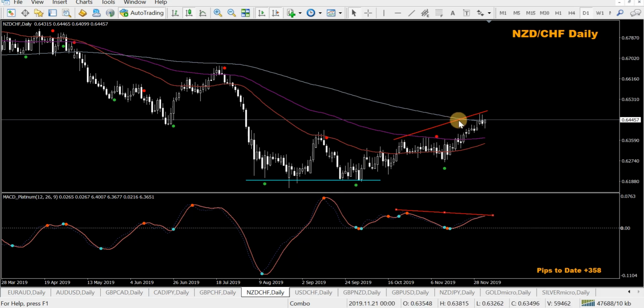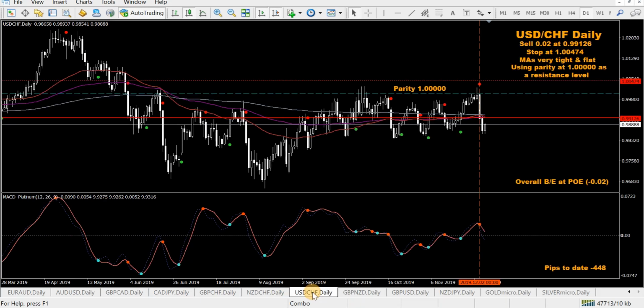Potential setting up for regular bearish divergence. Made a few pips on this one. You can see, I just drew a triple bottom down here, and I've got a few pips up there, but now the MACD Platinum's above the 0 level, so I'm looking to trade down.